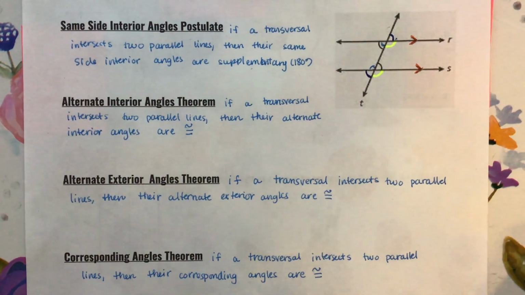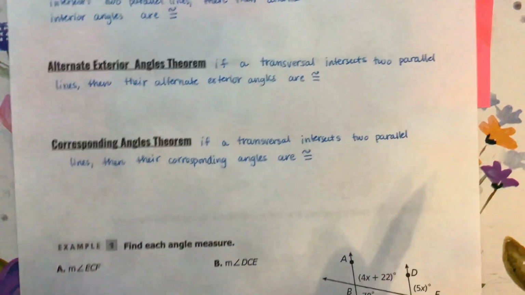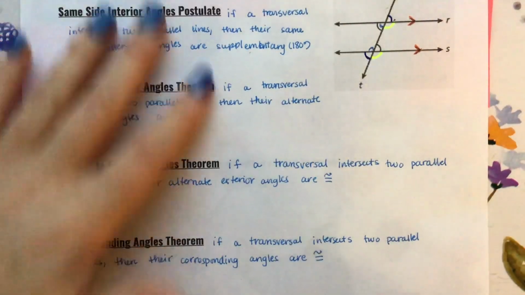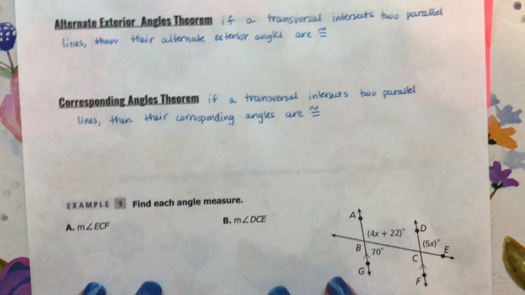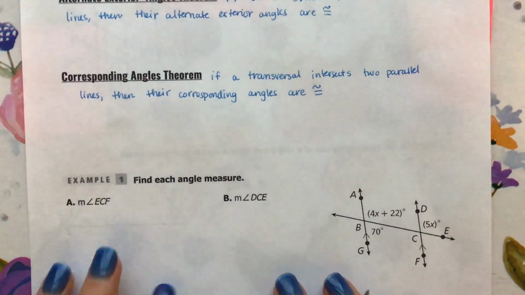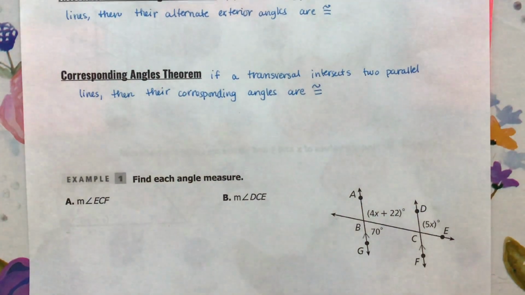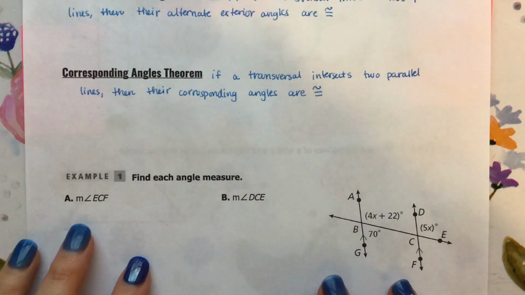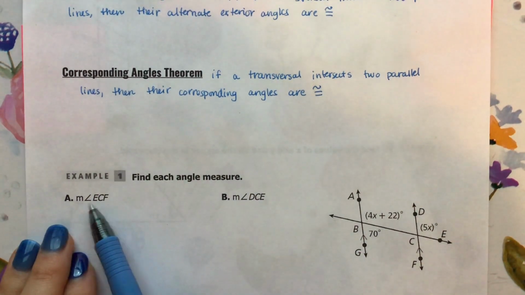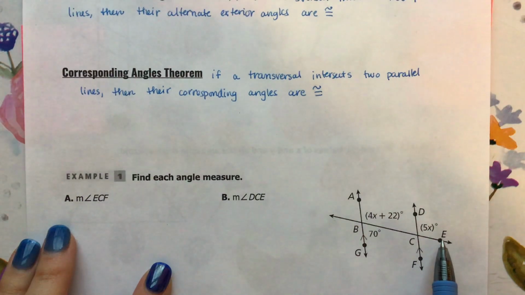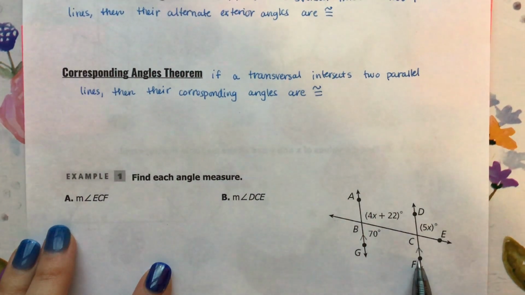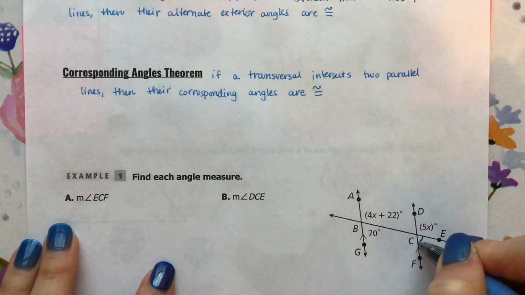So they would be the same measure or congruent to each other. So now we're going to use these properties and apply it to solve some algebraic problems. In this first example, it says find each angle measure. And we want to find the measure of angle ECF. So ECF is right here. It is this guy.